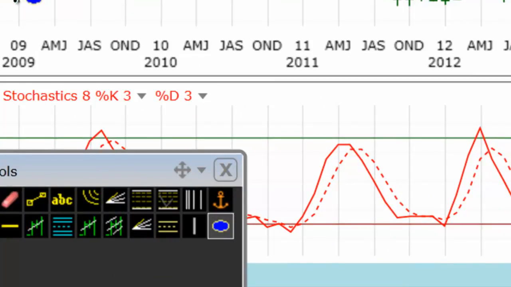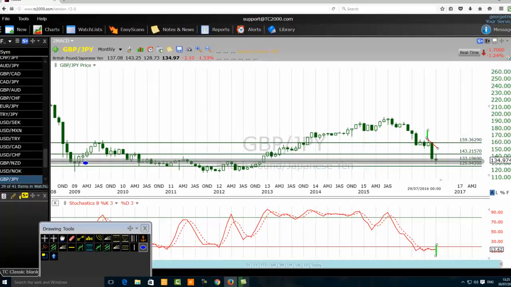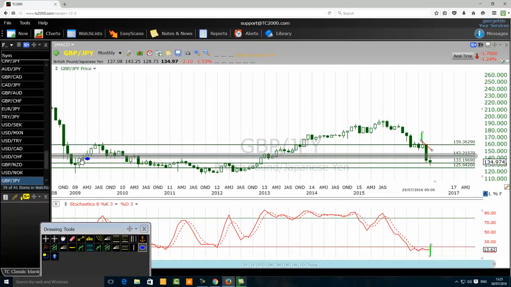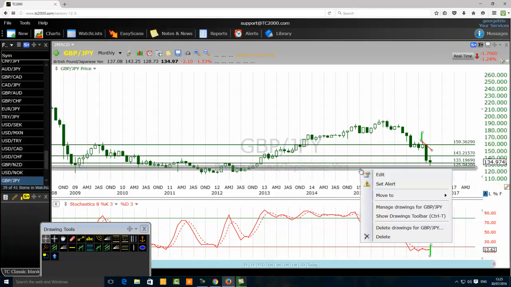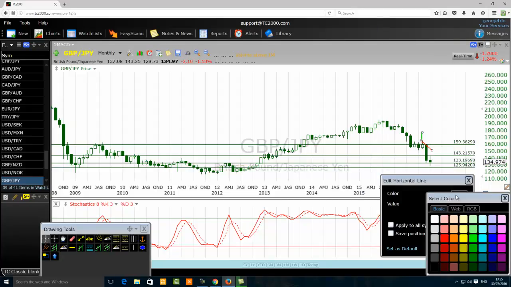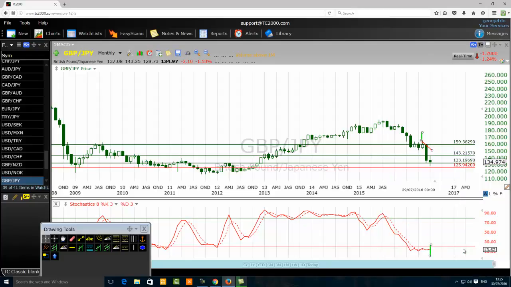I am ignoring the low of this candle here, and I'm considering only the low of this bullish candle here. Follow my cursor, this bullish candle here. I'm ignoring the low of this one here, and I'm focusing on the low of this one, and I draw a line there. Let's color that line red so you can see it on my chart. The level of 125.94 is a very important key level that traders should not ignore if they are trading the pound yen, 125.94.